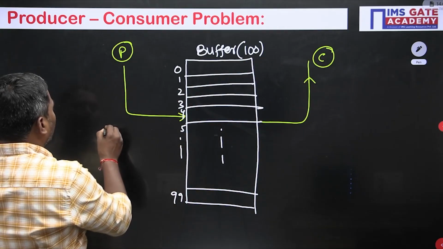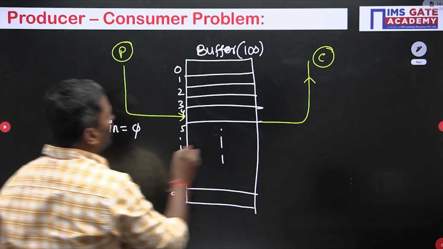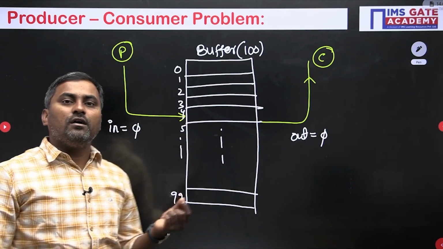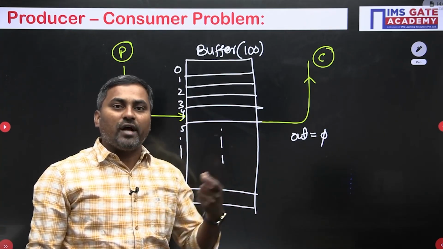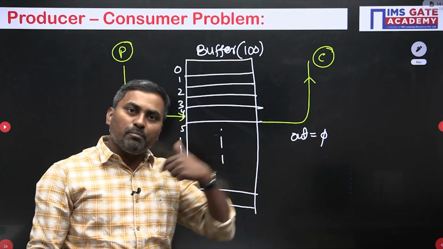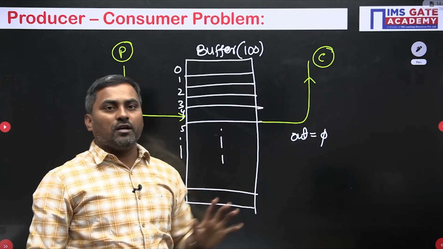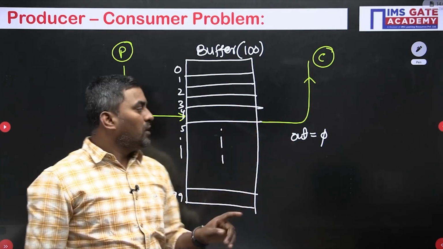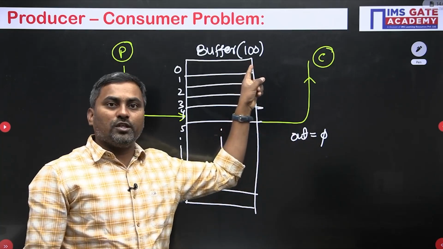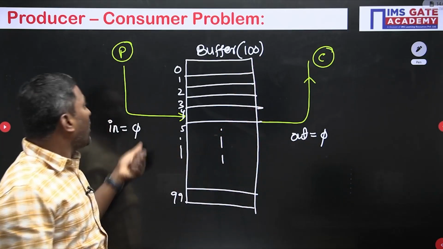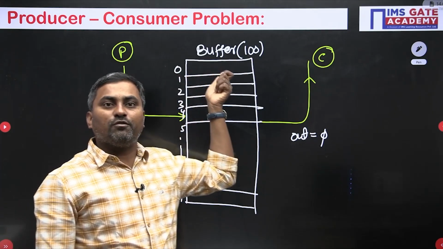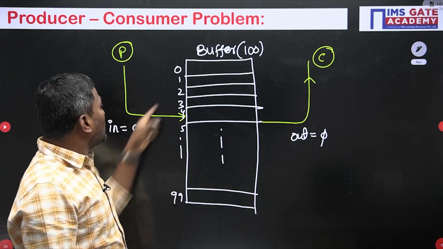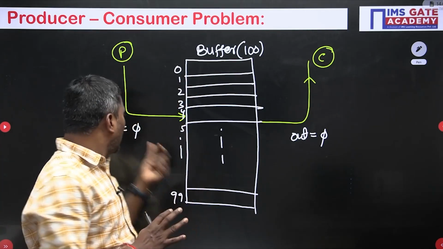Both use local variables: the producer uses the variable in, which is initially 0, and the consumer uses the variable out, which is initially 0. The in variable indicates the next free slot in the buffer where I can place information. I will produce information and place it in the buffer. The out variable in the consumer defines the location from which the next item is to be consumed. If out points to 0, from location 0 I should consume next. If in points to 0, it means at location 0 I have to place the information. Right now the buffer is empty, so if I produce information, I place it at this location. That is the definition of these 2 variables.